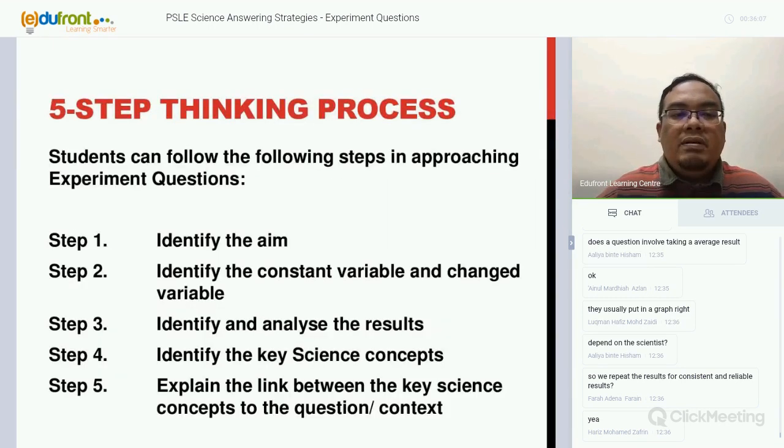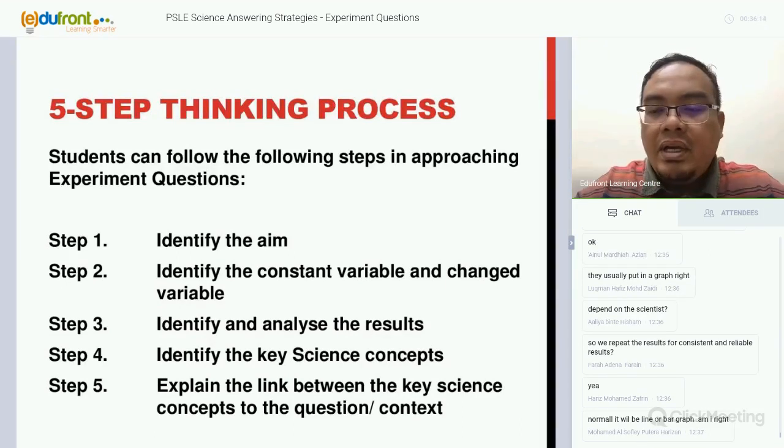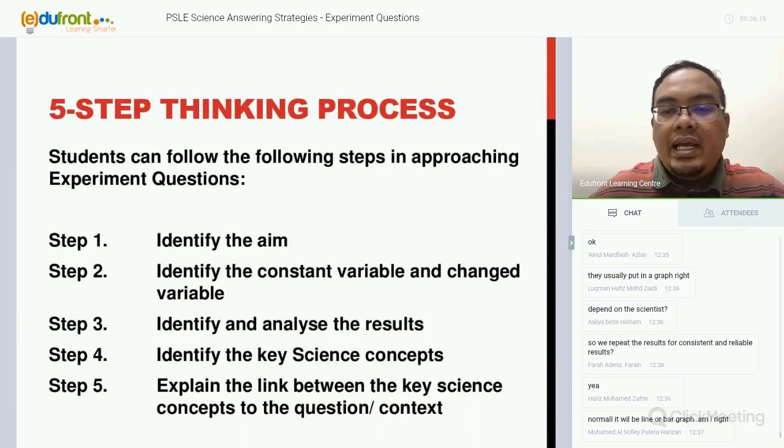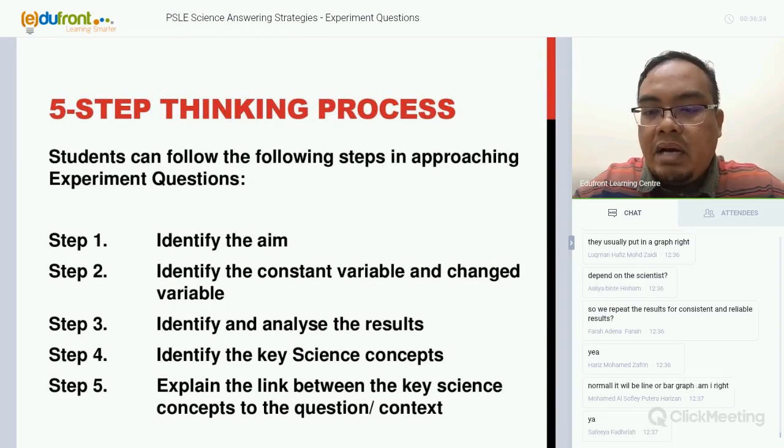We have not actually started the answering technique. So now I'm going to go into the answering technique. All right, so all of you okay? If you have any further questions, you just jot down on a piece of paper. I will address it later during the Q&A. Now, the 5-step thinking process.